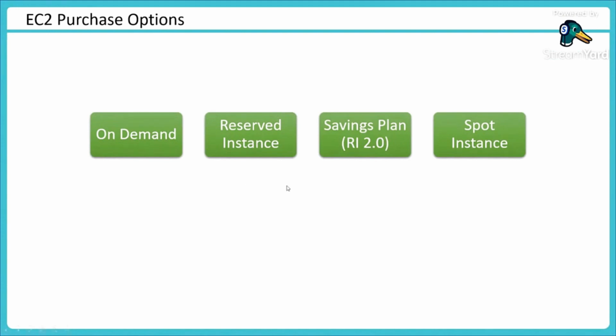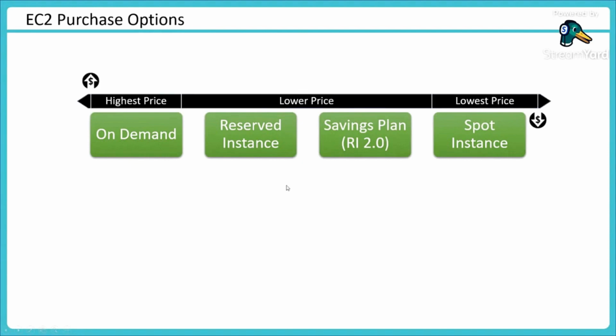Let me explain them one by one. And I have listed them from the highest price to the lowest price. Highest I would pay in on-demand, lowest I would pay in spot instances. Let's go ahead and talk about it. Now, I would give some examples here again to explain things in an easier fashion.